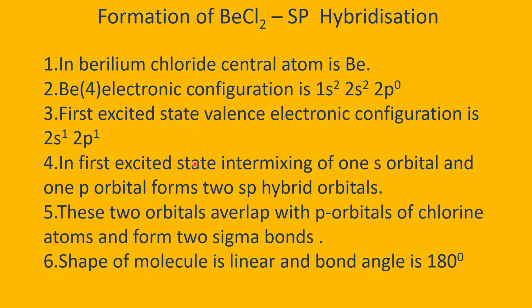With these 2 unpaired electrons in the first excited state, intermixing of 1 s orbital and 1 p orbital forms 2 sp hybrid orbitals. These 2 orbitals overlap with p orbitals of chlorine atoms and form 2 sigma bonds. The shape of the molecule is linear and the bond angle is 180 degrees for beryllium chloride. If you observe the structure, you can understand this.